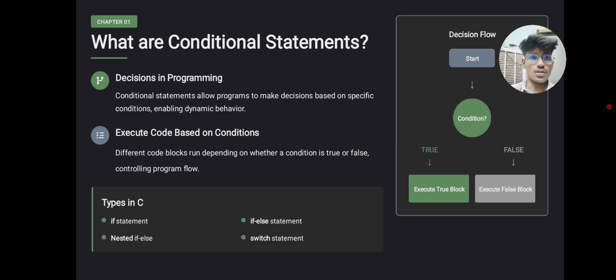Decisions in programming. Conditional statements allow programs to make decisions based on specific conditions, enabling dynamic behavior. Execute code based on conditions. Different code blocks run depending on whether a condition is true or false. Controlling programming flow. Types in C: if statement, nested if else statement, switch statement. We can observe a decision flow in the slide.